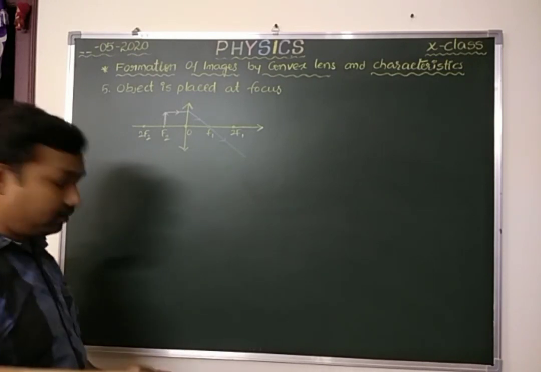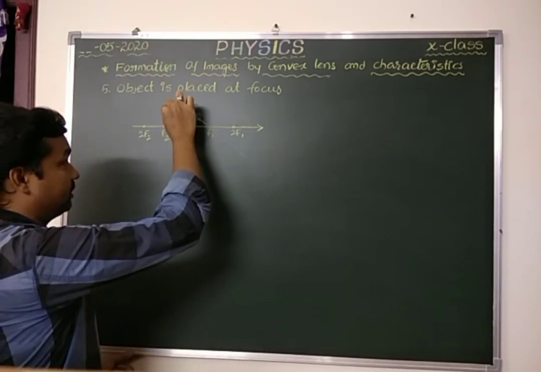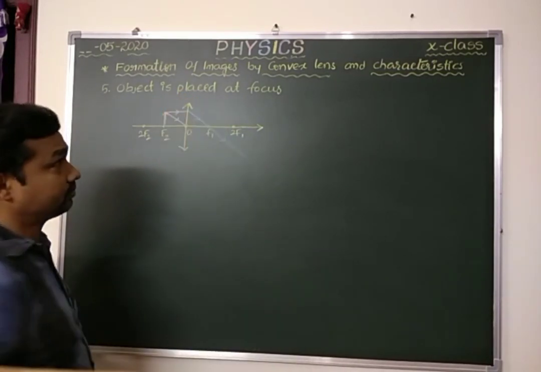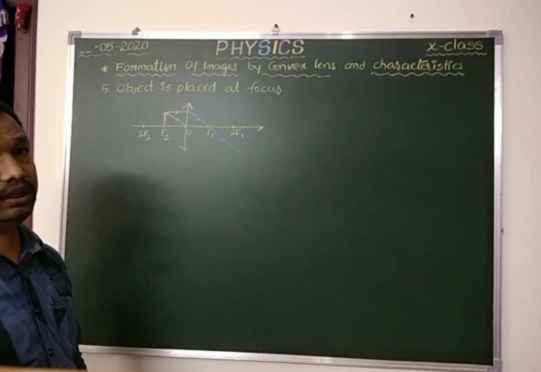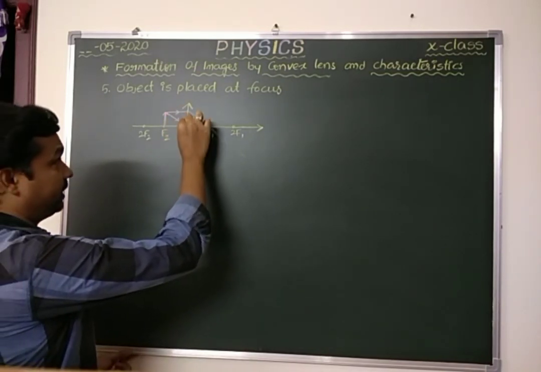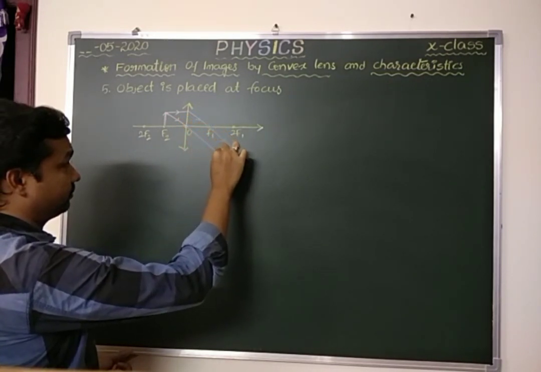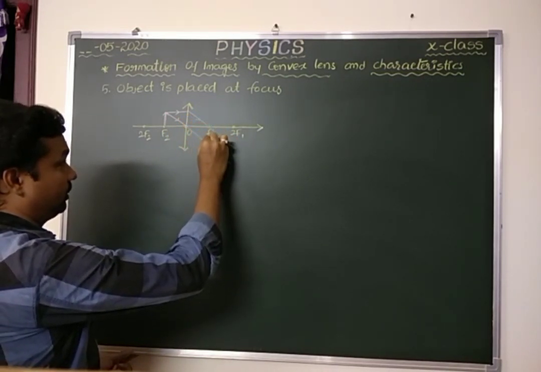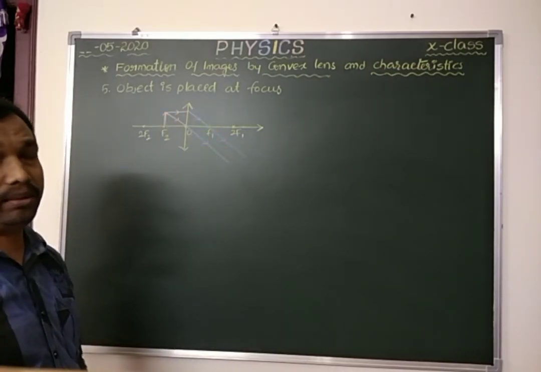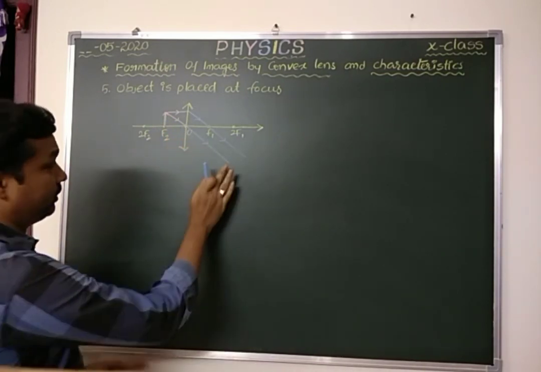What happens with this light ray, we need to observe. This is the light ray which is passing through the optic center, incident on the lens. Then what happens? It gets refracted. The refracted light ray is moving like this. It will go in a straight line. There is no deviation taking place when a light ray passes through the optic center.